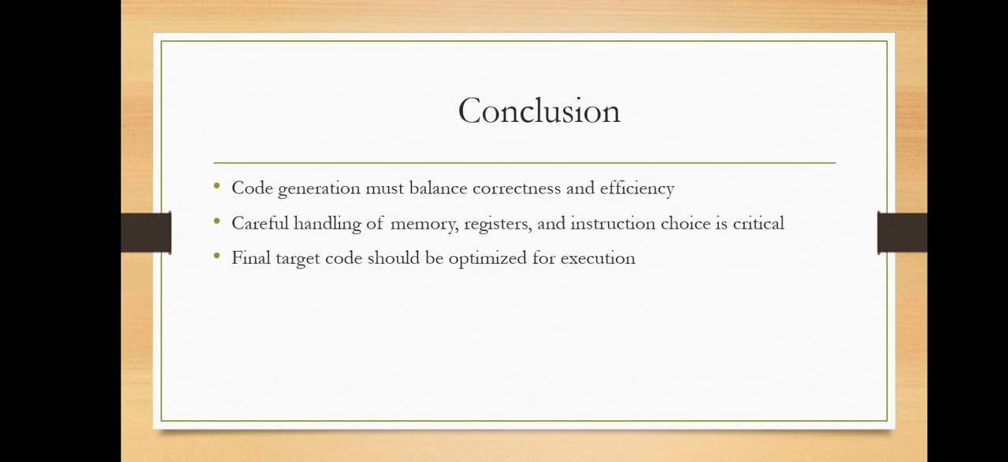The conclusion is that code generation must balance correctness and efficiency. Careful handling of memory, registers and instruction choice is critical. So the final target code should be optimized for execution.